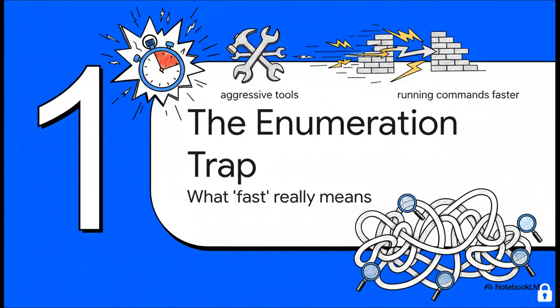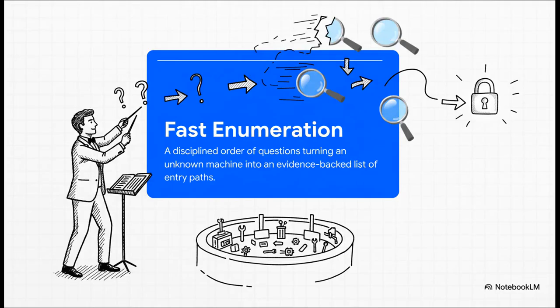So first things first, we've got to clear up a massive misunderstanding. A lot of us fall right into what I call the enumeration trap. We hear fast and we immediately think it means launching more aggressive tools, bigger word lists, or just typing commands faster. But that's not it at all. It's actually the opposite. Here's the real goal. It's about building a service story. You need to think of yourself less like a button pusher and more like a detective. Speed doesn't come from the number of tools you throw at a box. It comes from the order in which you ask questions. You're taking a complete unknown and turning it into a clear, explainable plan of attack.